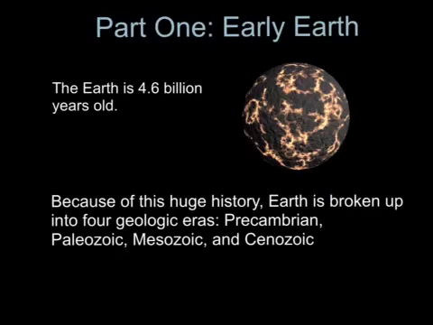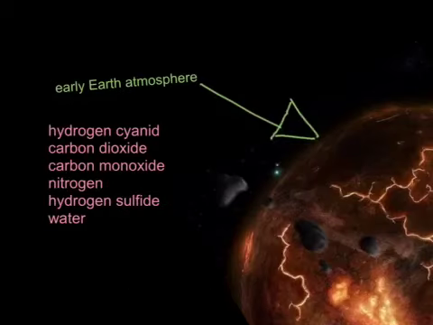Part 1. Early Earth. The Earth is 4.6 billion years old. Because of this huge history, Earth is broken up into 4 geologic eras: Precambrian, Paleozoic, Mesozoic, and Cenozoic. In early Earth, the atmosphere was made up of mostly hydrogen cyanide, carbon dioxide, carbon monoxide, nitrogen, hydrogen sulfide, and water. At this time, the Earth was so hot that the water had not yet cooled to a liquid form.